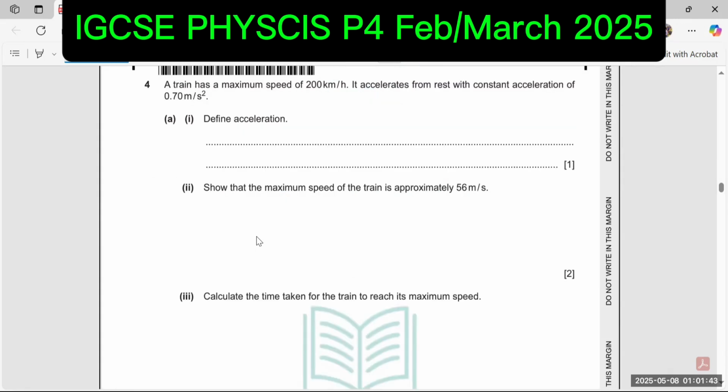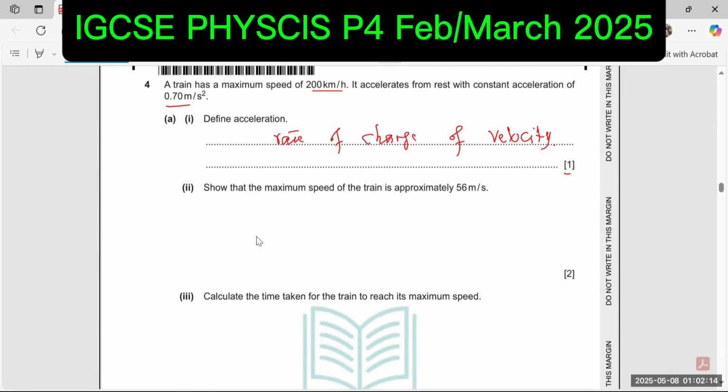Question 4. A train has a maximum speed of 200 kilometers per hour. It accelerates from rest with a constant acceleration of 0.7 meters per second squared. Define acceleration, 1 mark. You can just write rate of change of velocity, or you can mention the equation as well.